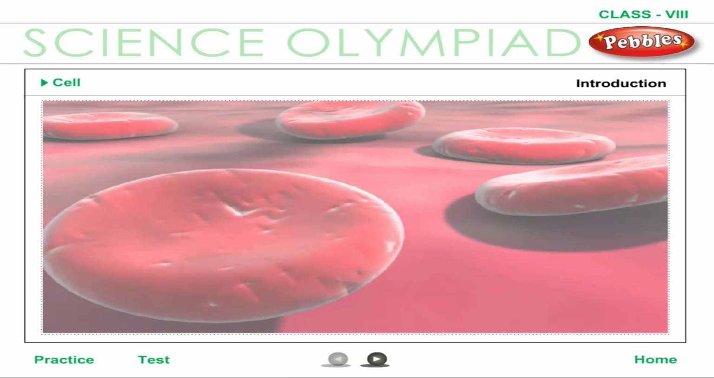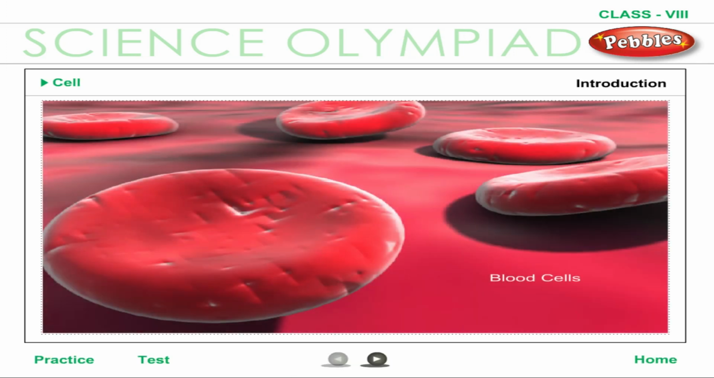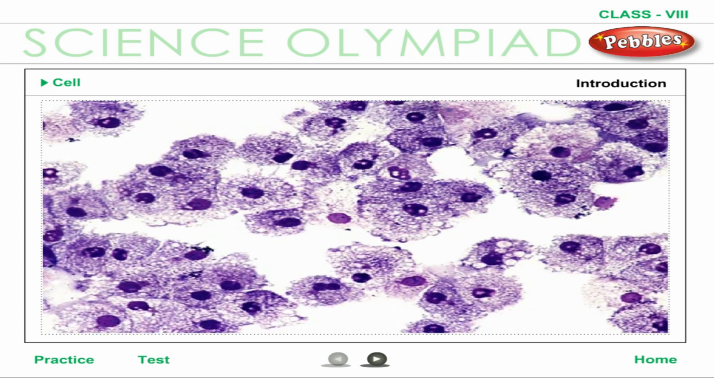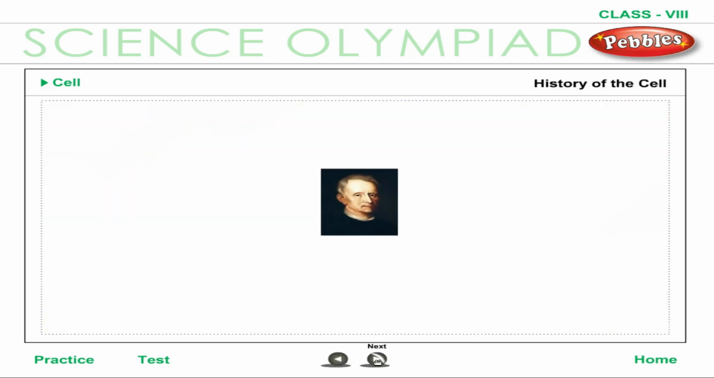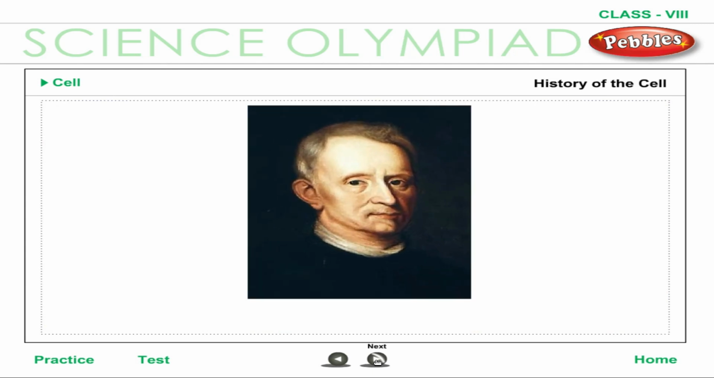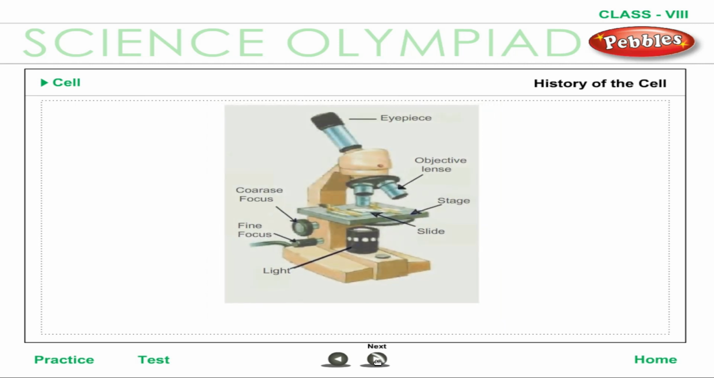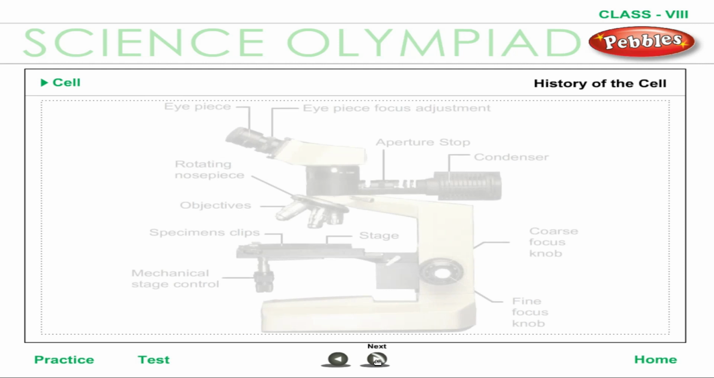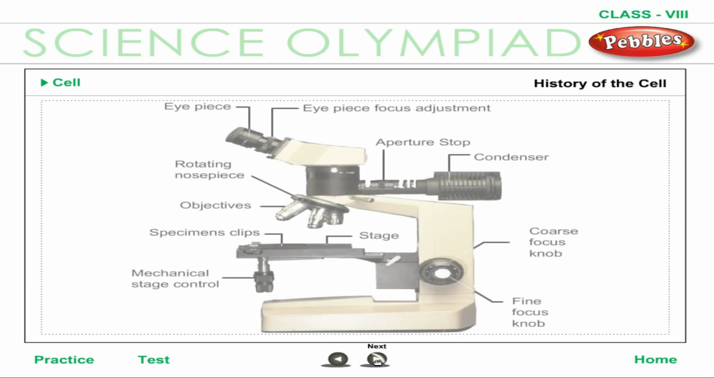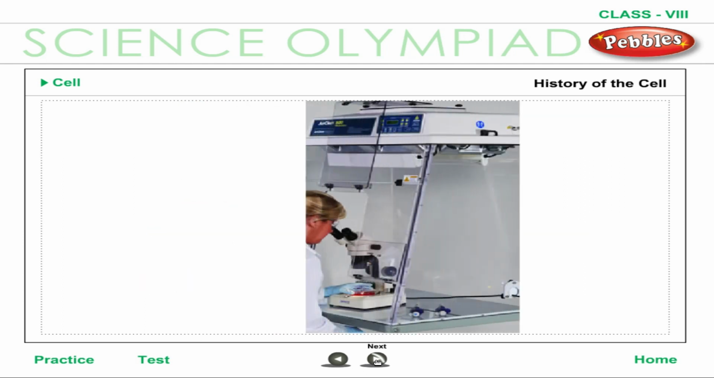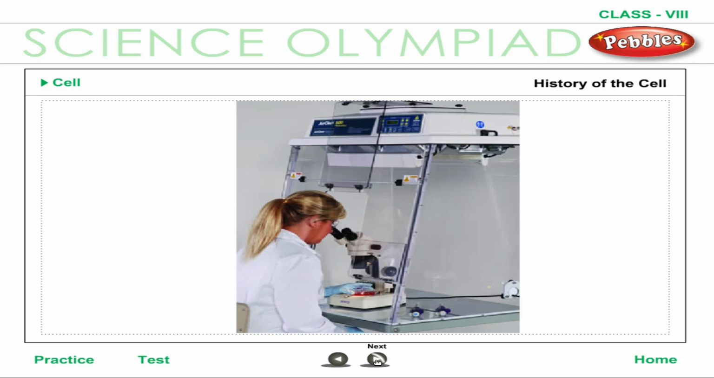Cell. Introduction. All organisms are made up of tiny structures called cells, and it is the structure of these cells that we shall learn in this chapter. History of the cell. Robert Hooke, an Englishman, first discovered the cell in 1664 while examining a slice of cork under a microscope. A microscope is an instrument that is used to produce an enlarged image of an object. It was much later that scientists discovered that all living things are made up of cells.